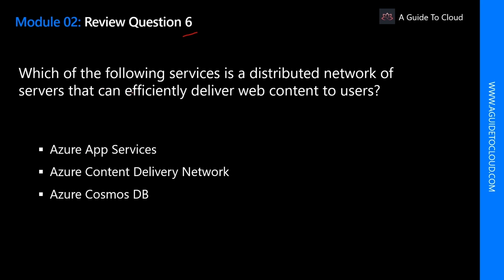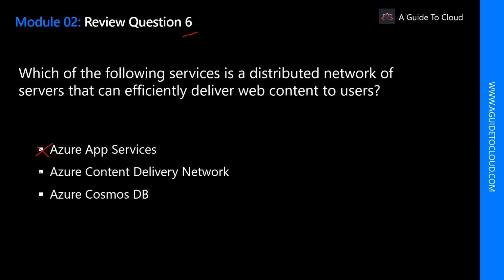Which of the following services is a distributed network of servers that can effectively deliver web content to users? So which of the following services is a distributed network of servers that can effectively deliver web content to users? Is it Azure App Service? Definitely not. Azure App Service is a platform as a service which you can use to create web applications or mobile applications or APIs, etc.